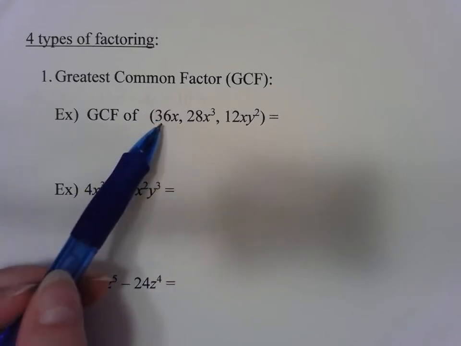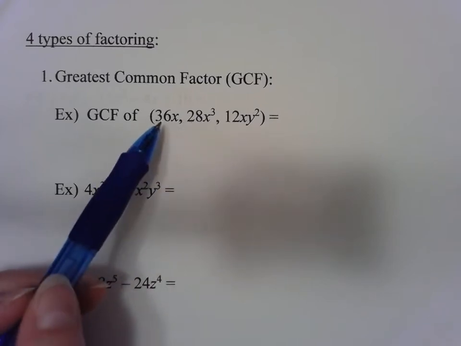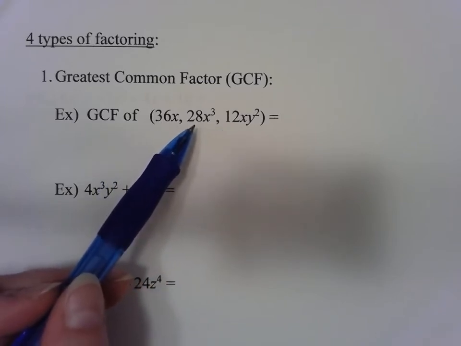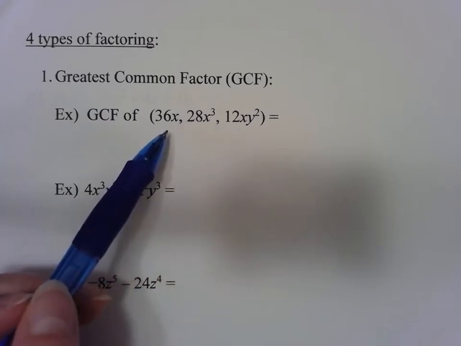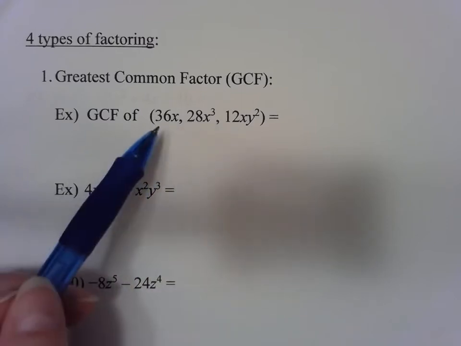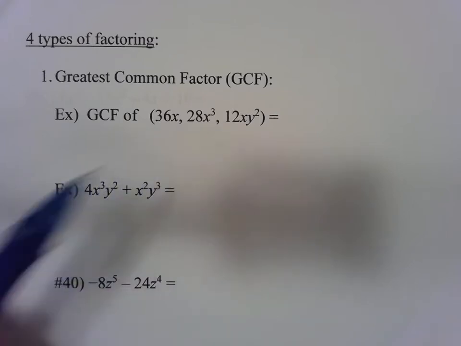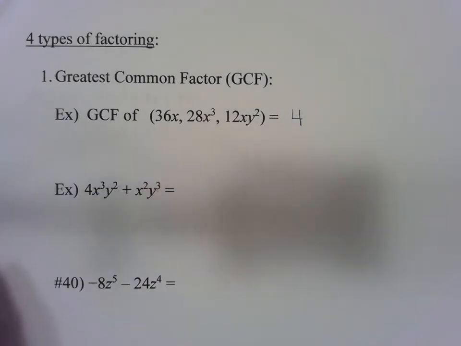Sometimes 6 comes to mind because we know 36 is 6 times 6, and we know 12 is 6 times 2, so these two would share a factor of 6. But 6 does not divide evenly into 28, and so that wouldn't work as a common factor for all three. But 4 would, right? 4 times 9, 4 times 7, and 4 times 3. So 4 would be the greatest common factor for the numbers.